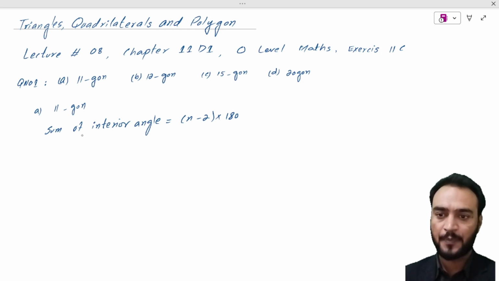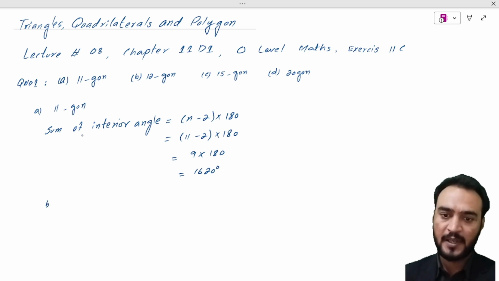So let us put 11 in place of n because we have 11-gon, the polygon with 11 sides. So the sum of interior angle is n minus 2 times 180. We put 11 as a value of n minus 2 times 180. It becomes 11 minus 2 is 9 times 180. Multiplying 180 with 9, we get 1620. So sum of interior angles in 11-gon is 1620 degrees.